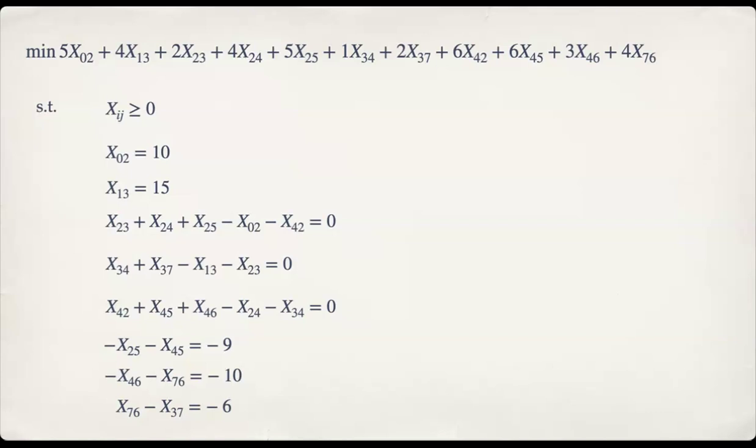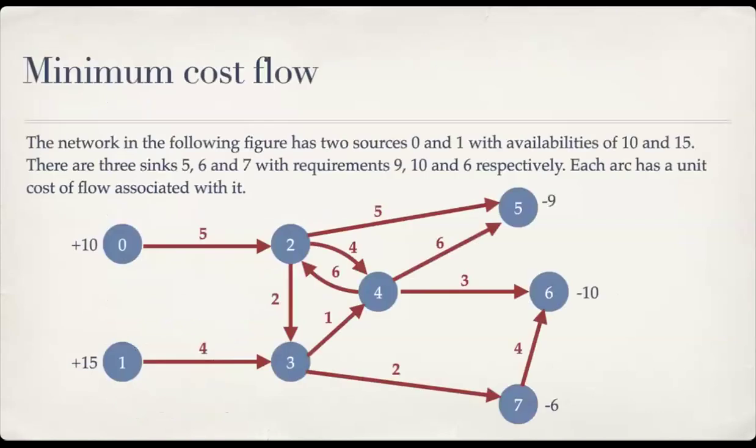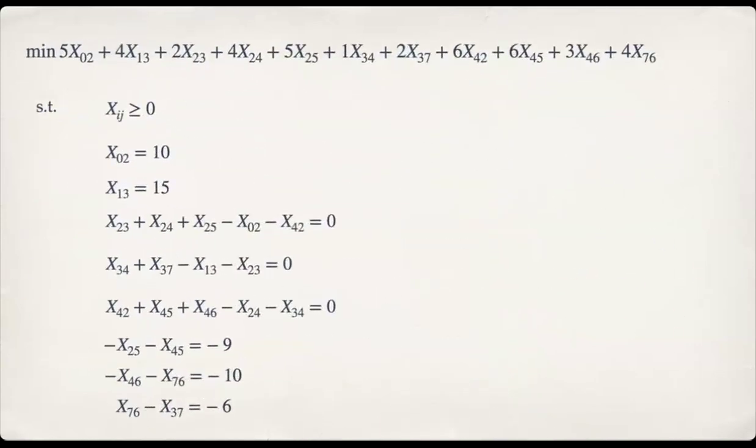Each variable must be non-negative. And you see that x02, the flow from 0 to 2, must be 10. And this flow must be 15. So x02 must be 10 and x13 must be 15. Now we consider each node.